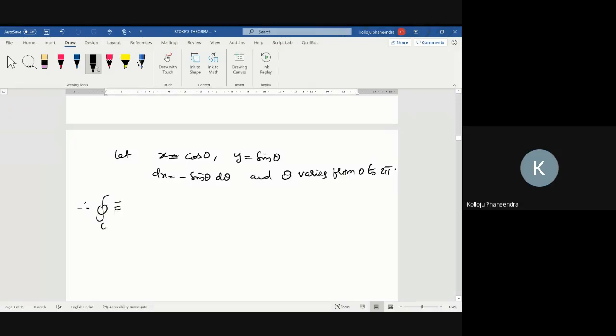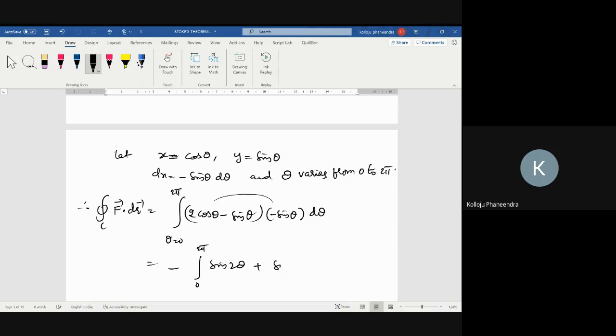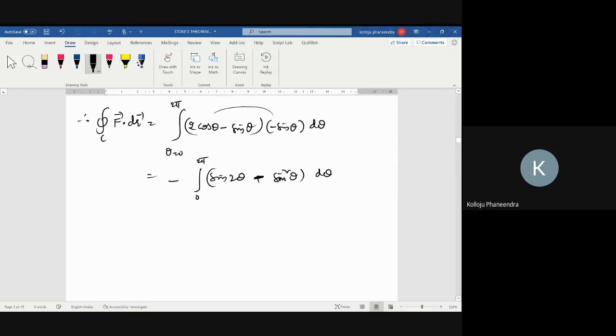circulation over C of f bar dot dr bar is equal to the integral from theta equal to 0 to 2 pi of 2x minus y, that is 2 cos theta minus y, times sin theta, dx is minus sin theta d theta. So this becomes minus, outside, the integral from 0 to 2 pi of 2 sine cosine, that is sine 2 theta, plus sine square theta d theta, right? So what is this value now?